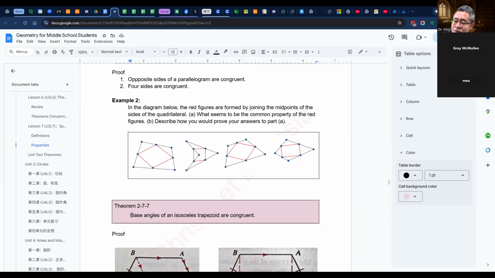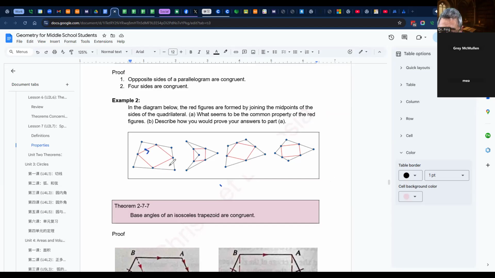Yeah, Grayson, very good. It is a parallelogram, all of them. Some might be a rhombus, we don't know. Some might be a rectangle, but we just don't know.